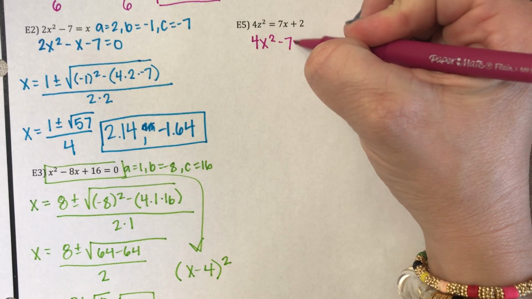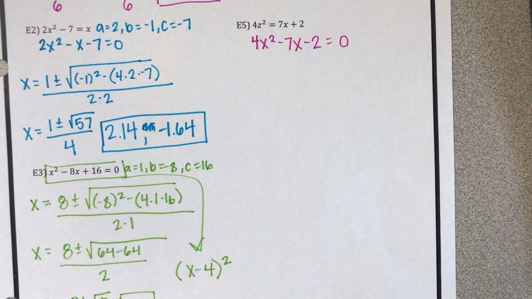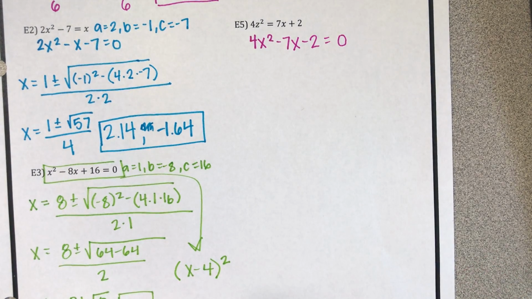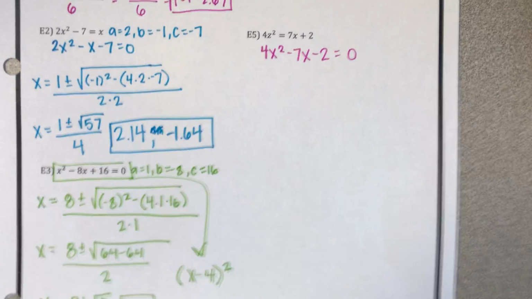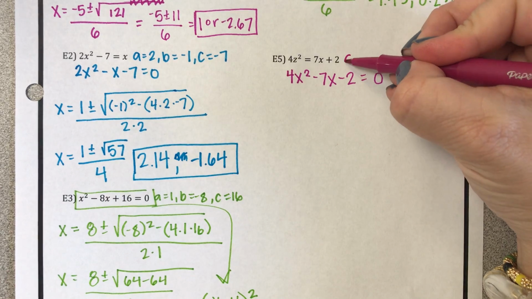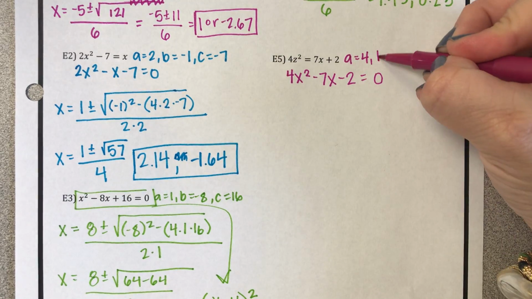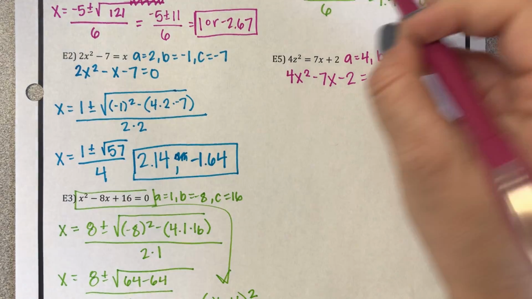4x squared minus 7x minus 2 is 0. Okay, so I'm going to use the quadratic equation. Gosh, I can't see this on my screen. I'm assuming y'all can see that. There we go. So a is 4, b is negative 7, and c is negative 2.